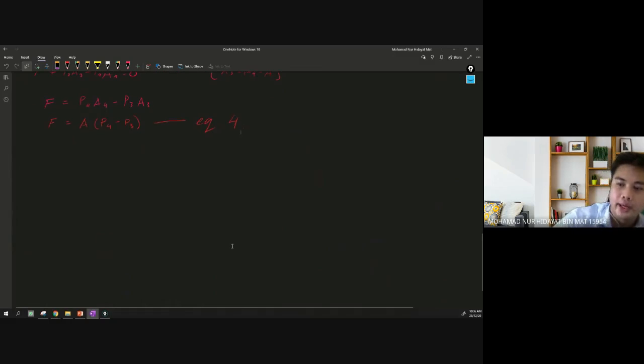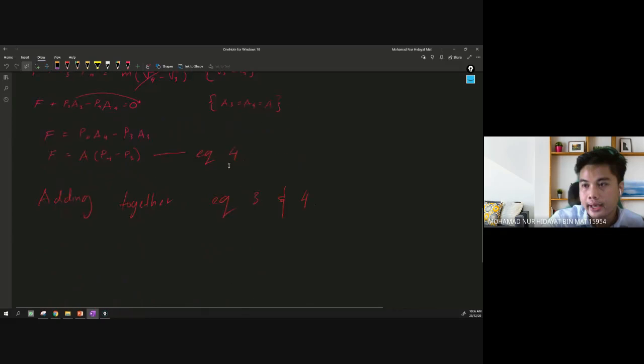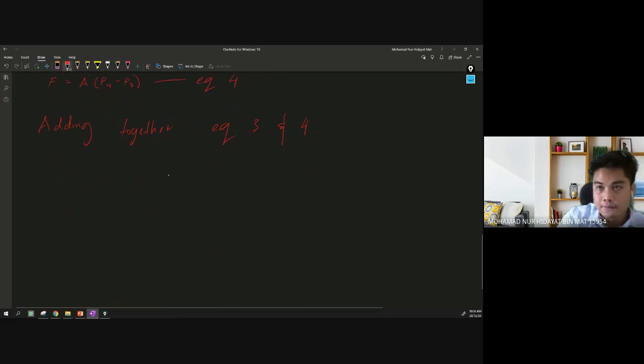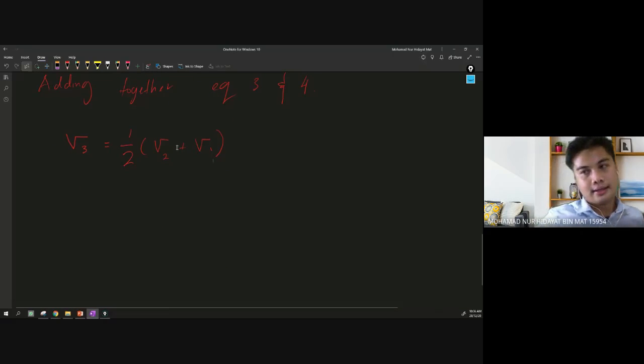Adding together equation 3 and 4, finally it will lead to velocity at point 3, at the inlet of the turbine, equal to half of V2 plus V1. This is actually the mathematical equation. You just need to solve by using factorization, expansion, substitution, and this is the final form. If you are hardworking, you can try to derive it. But here I try to show you the concept only.